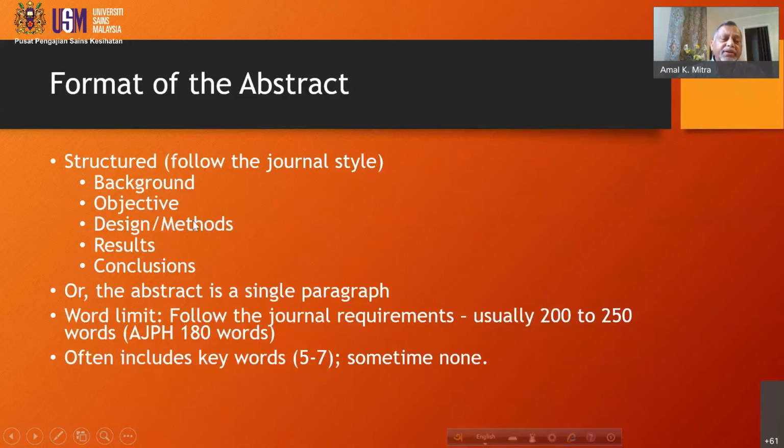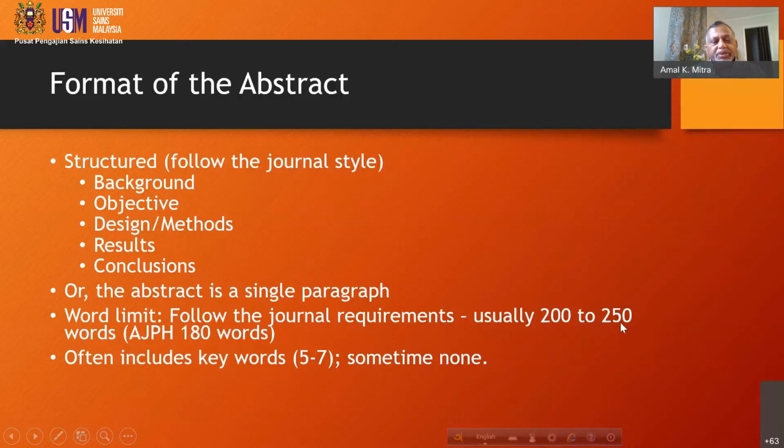So some journals use these structures like background, objective, design or method, results, and conclusion. The wording depends on the journal. You must follow the wording, what title they use. This is one way of writing the abstract. The other way, it can be a single paragraph. And word limit also differs from journal to journal.